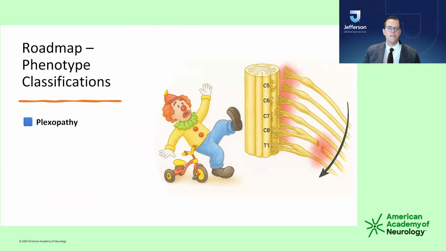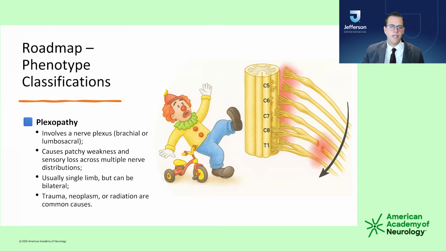Next is a plexopathy. It involves a nerve plexus, brachial or lumbosacral, and causes patchy weakness and sensory loss across multiple nerve distributions. Usually a single limb, but could be bilateral. Common causes are trauma, neoplasm, or radiation.